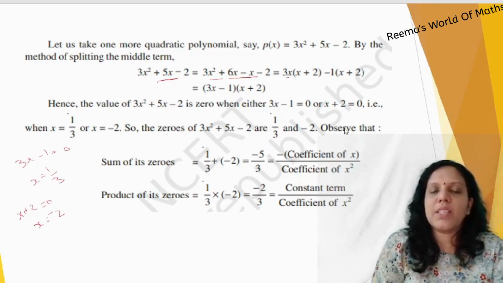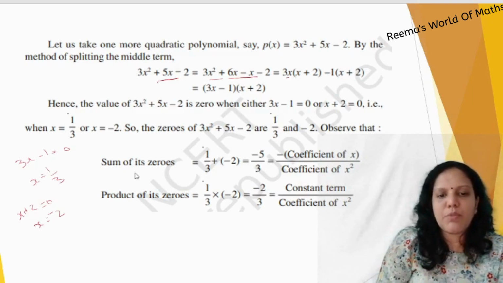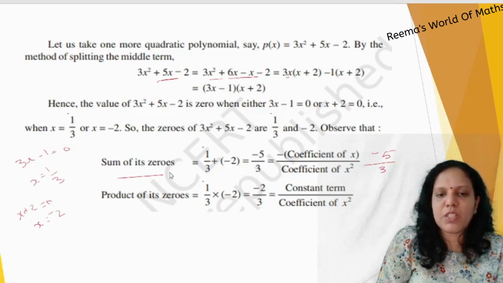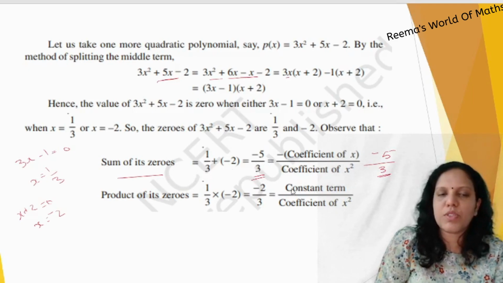Now let's verify the relationship. The sum of the two zeros is 1 by 3 plus minus 2, which will give you minus 5 by 3. So what is the coefficient of x? My coefficient of x is 5, and we need to put minus 5 divided by the coefficient of x squared, which is 3, so minus 5 by 3. So the sum of its zeros is equal to minus coefficient of x divided by coefficient of x squared.